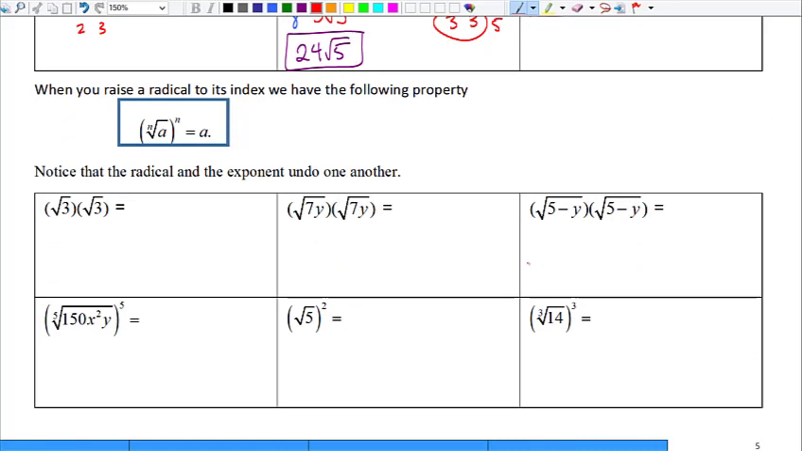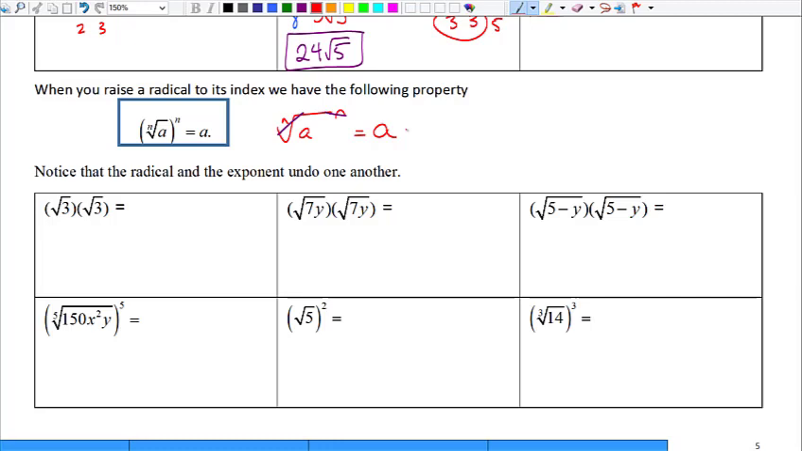One application is if you ever raise a radical to its index. Now, raising it to a power just means you're multiplying it several times over. We have the following property. The nth root of a raised to the n is equal to a. Or another way of thinking about that is the n in the index and the n in the exponent just kind of undo each other, and you're just left with the inside a.